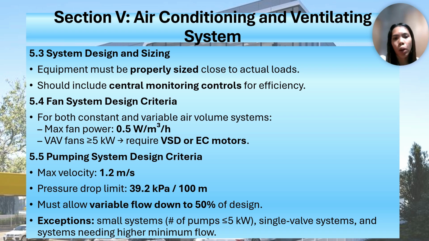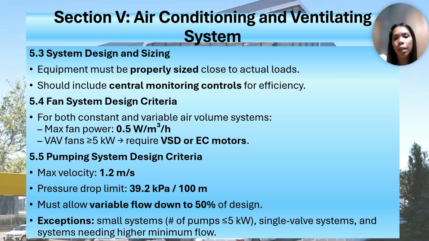Then the fan system design criteria for both constant and variable air volume systems. We have a maximum fan power which is 0.5 watts per meter cube per hour. And for VAV fans greater than or equal to 5 kilowatt, a VSD or EC motor is required. So it limits fan energy consumption and ensures efficient operation at part load.